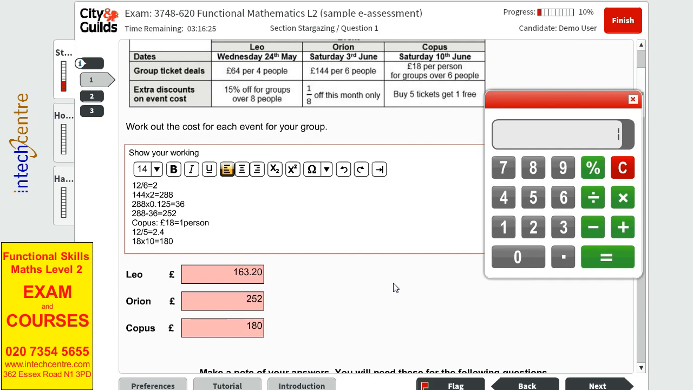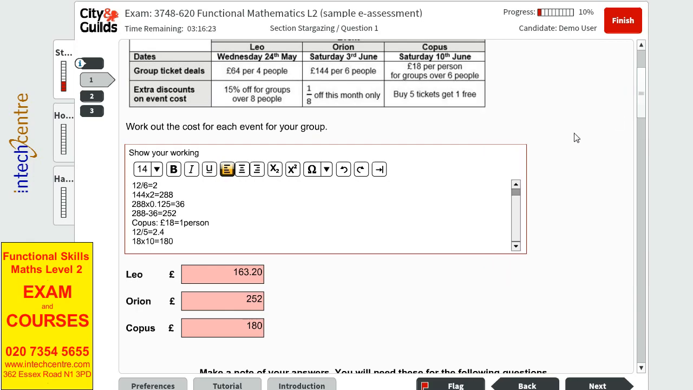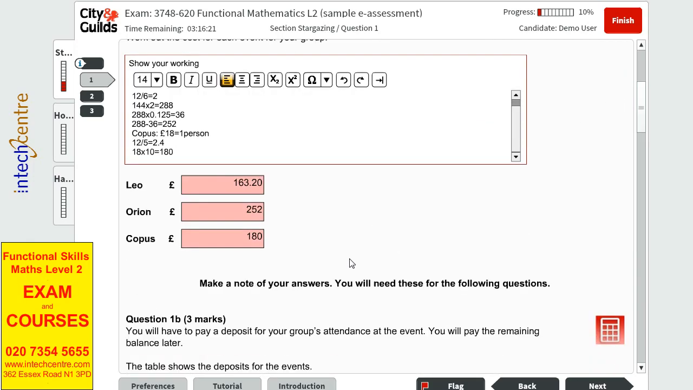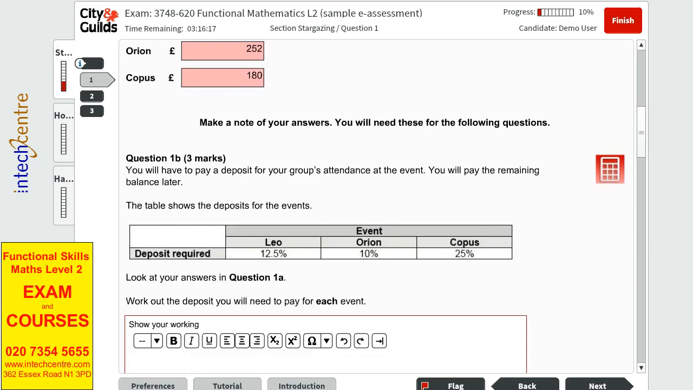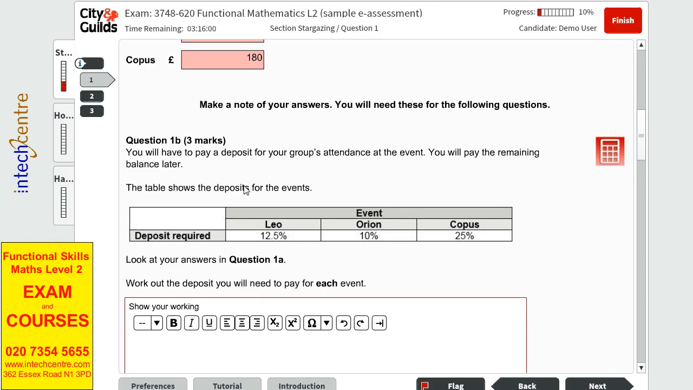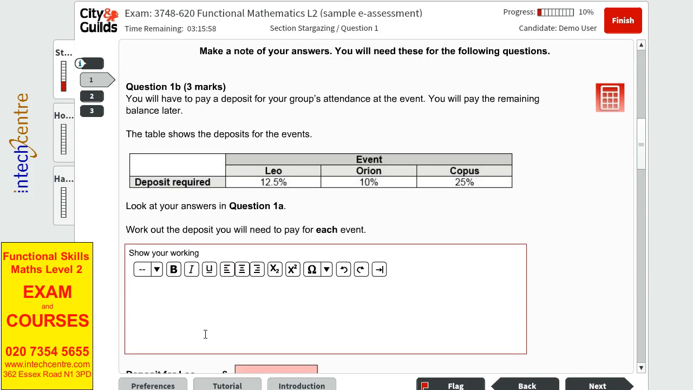Alright, so the first task is finished. We can close the calculator so that we can see what's the next question. In 1b, they are asking us to pay a deposit for the group's attendance at the event. We will have to pay the remaining balance later. And in the table below we can find out how much of the deposit we have to pay. So let's scroll a bit lower.